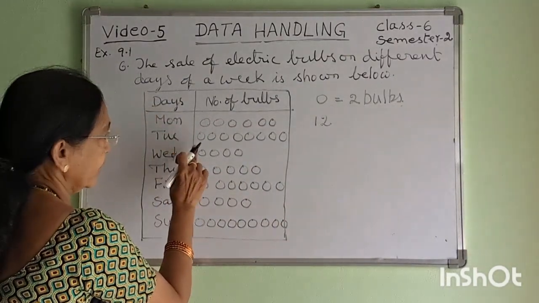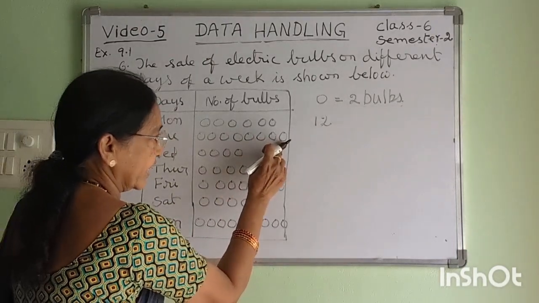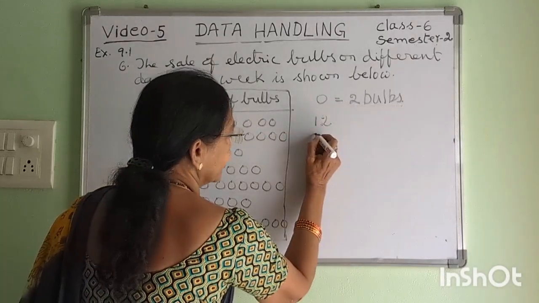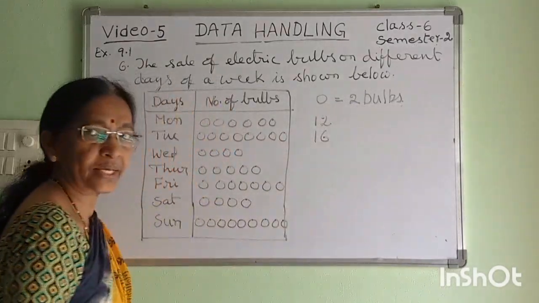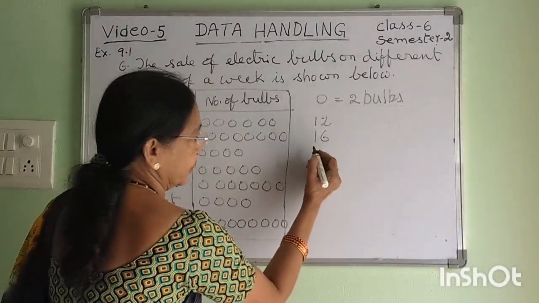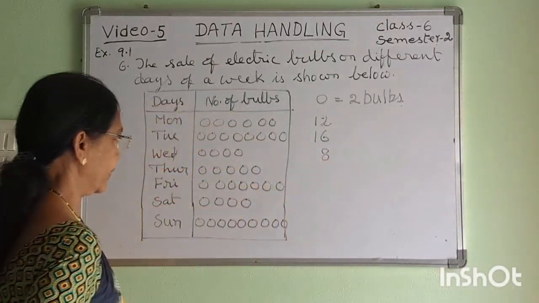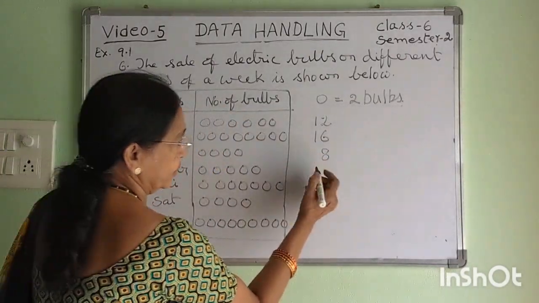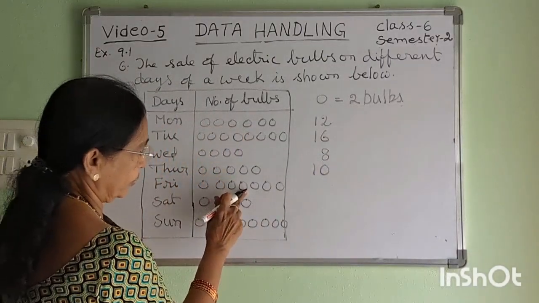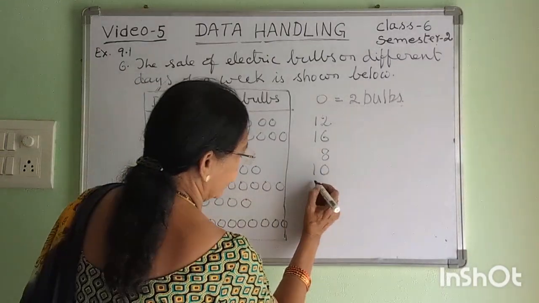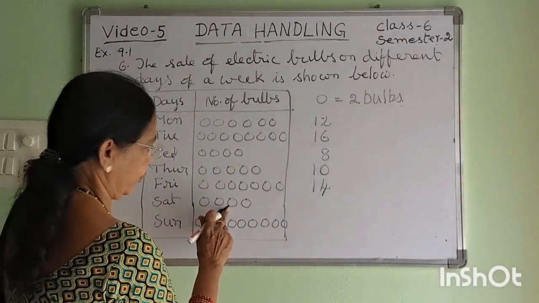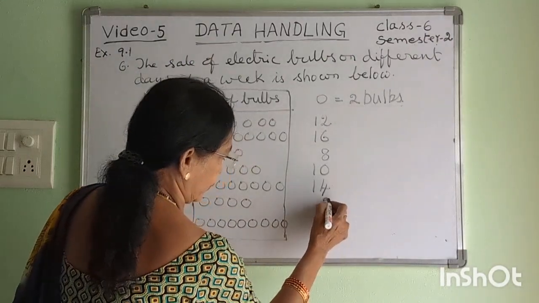On Tuesday, 8 figures were there. Each figure represents 2 bulbs. Therefore, 8 into 2, 16. On Tuesday, 16 bulbs were sold. On Wednesday, 4 into 2, 8 bulbs were sold. On Thursday, 5 into 2, 10 bulbs were sold. On Friday, 7 into 2, 14 bulbs were sold. On Saturday, 4 into 2, 8 bulbs were sold.